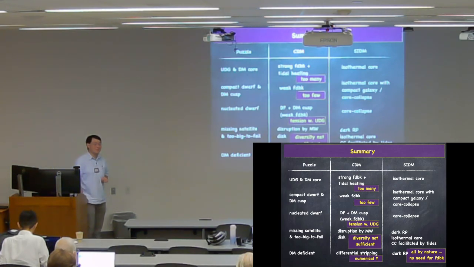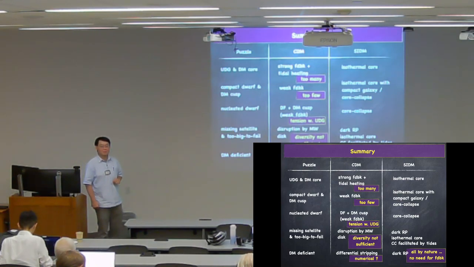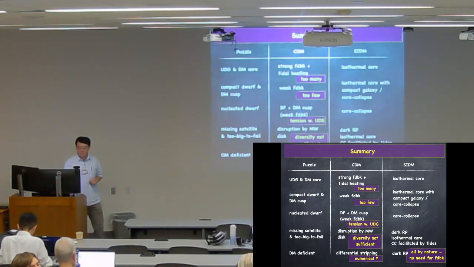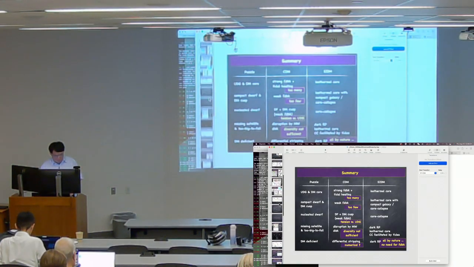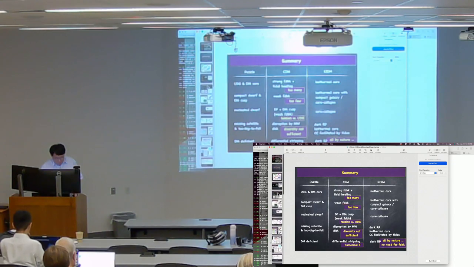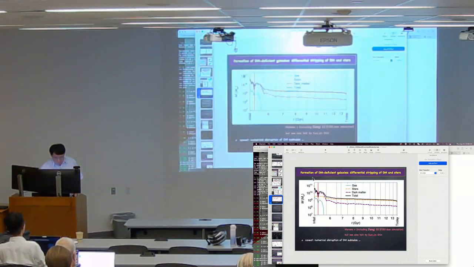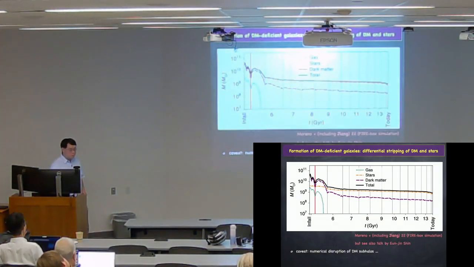Hi, Phil Mansfield. Could you explain the argument for numerical effects being the possible cause of differential stripping in dark matter deficient galaxies? It's unintuitive to me because I'd expect that in your hydro simulations, the numerical relaxation time of your star particles is going to be shorter than your dark matter particles. So if you're in a regime where that's a big effect, I would expect that the stars would be really heavily impacted by that.